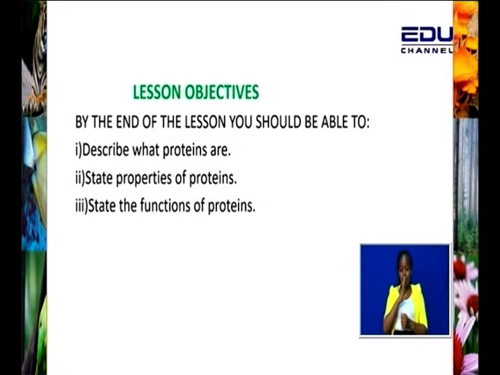Maybe if we start with the objectives: what should I be able to achieve by the end of this lesson? By the end of the lesson, you should be able to, together with the learners at home, describe proteins. What are proteins? Then we have the properties of proteins, and you should also be able to state the functions of proteins in living organisms. So the objectives are: describe proteins, properties of proteins, and functions of proteins.